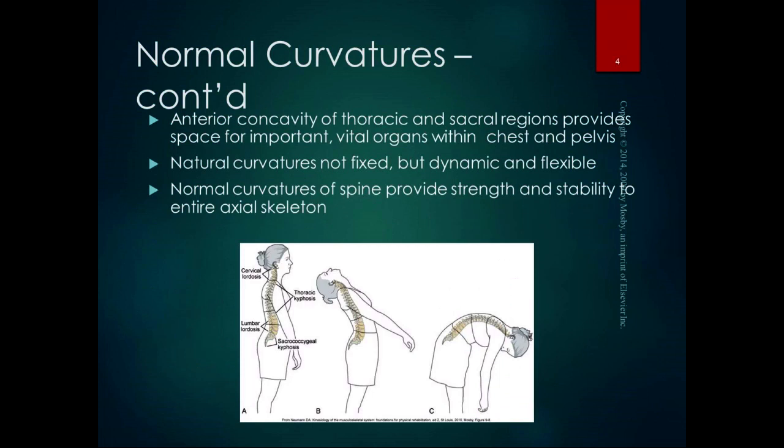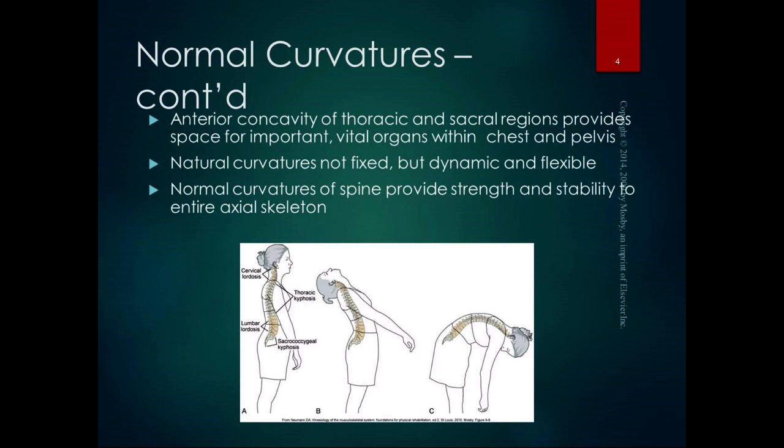So the anterior concavity of the thoracic and sacral regions provides space for vital organs, which I already talked about, and the normal curvatures are dynamic and flexible. And they provide strength and stability to the entire axial skeleton. And remember, I said previously we need proximal stability for distal mobility. So our spine and core need to be stable in order to have good mobility in our extremities.